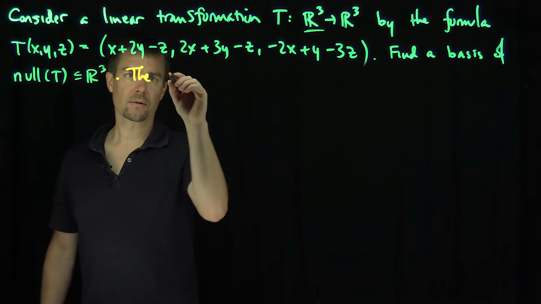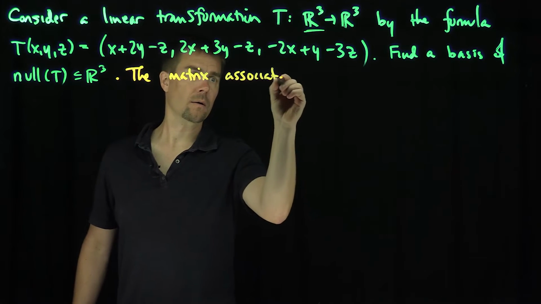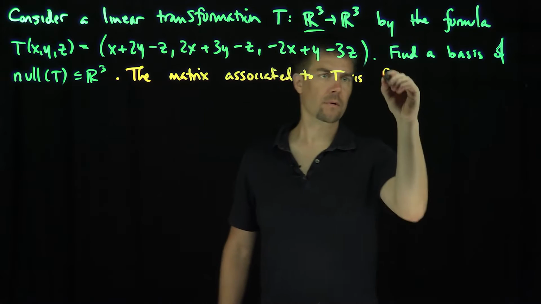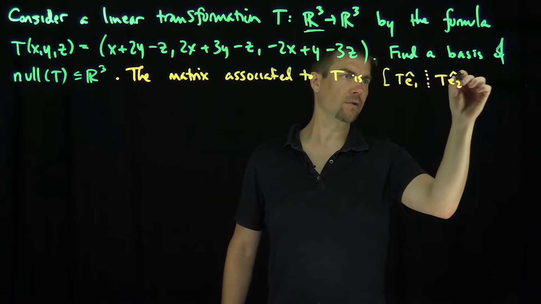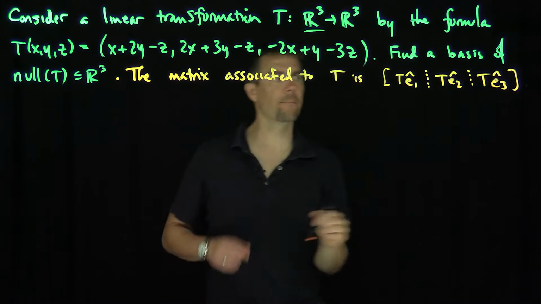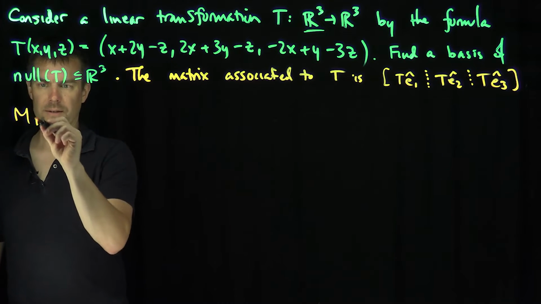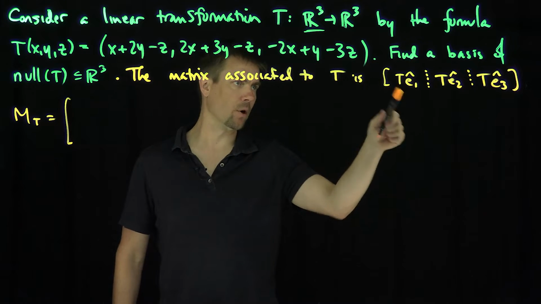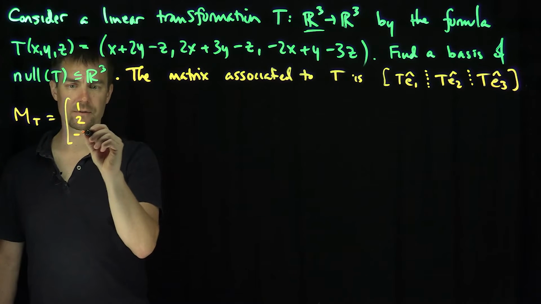The matrix associated to T is T(e1) in the first column, T(e2) in the second column, T(e3) in the third column. All right. So let's figure out what that's going to be. If I plug in e1, that's x equals 1, y equals 0, z equals 0. I'll get a 1, a 2, and a negative 2.